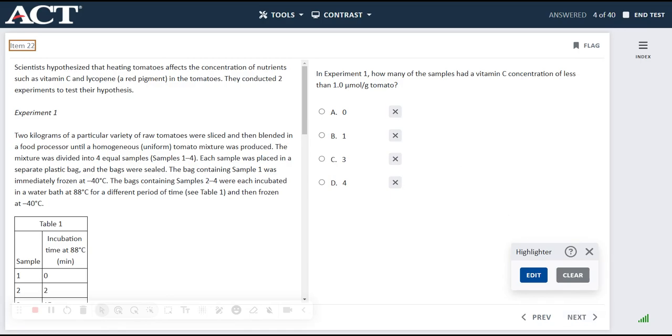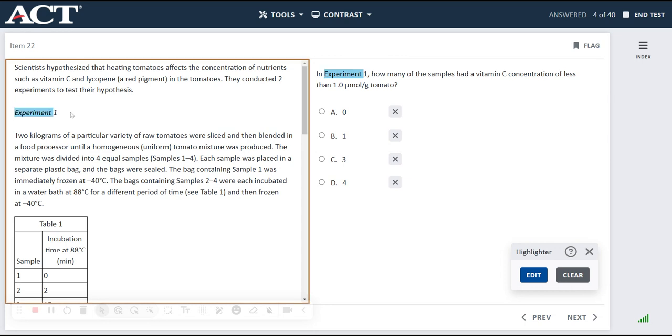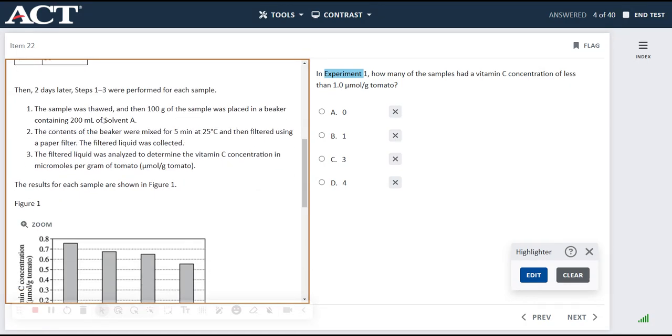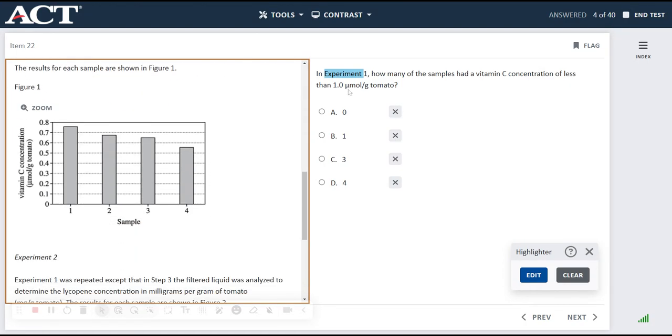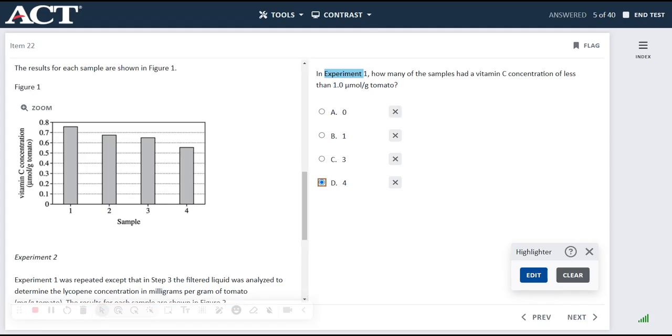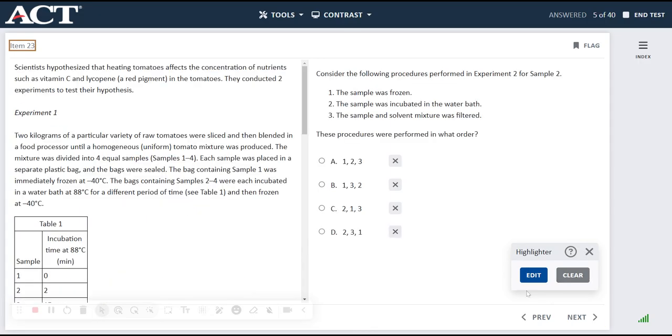22, in experiment 1. So experiment 1 here. How many of the samples had a vitamin C concentration of less than 1? Okay, so we have less than 1 micromoles per gram. There we are. So less than 1. It looks like all of them. So 4, right? None of these bars reach above 0.75, so they're all less than 1. So D.